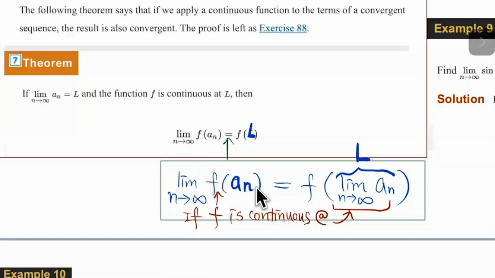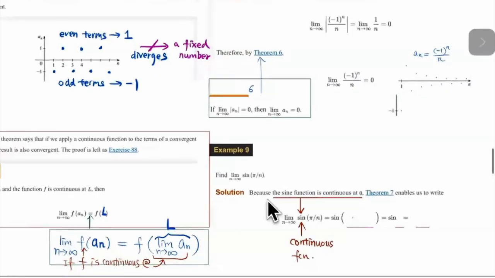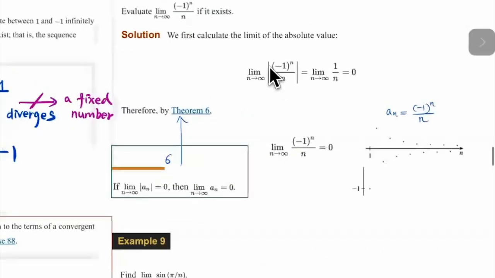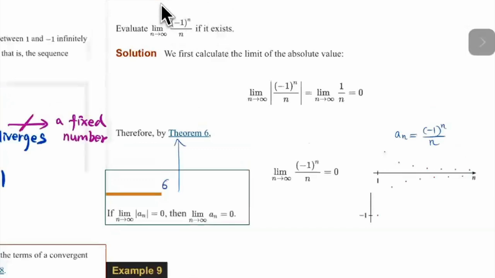How do you use this? Let's use some examples to understand it. Before that, I think I skipped this part here. Let's try Example 8 first. We try to evaluate this limit, if it exists. How do we do this? This one has the alternating sign, the (-1) to the n power.